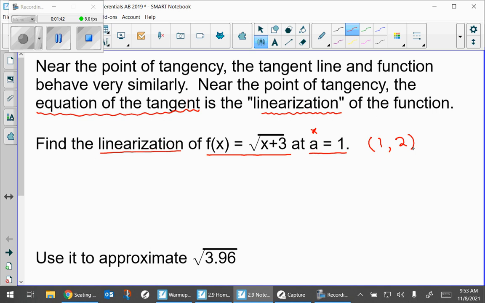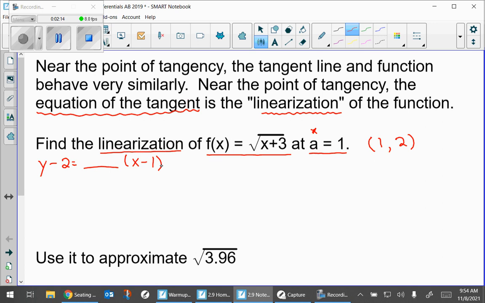Now, the first part of that is pretty easy, isn't it? What would you write? Anybody? y. We don't know what the slope is. x minus 1. Okay. Now we've got to find the slope. We've got to find the slope at the point (1, 2).